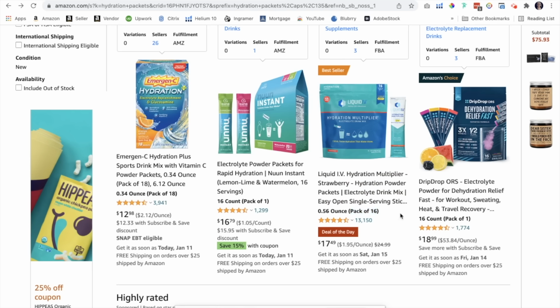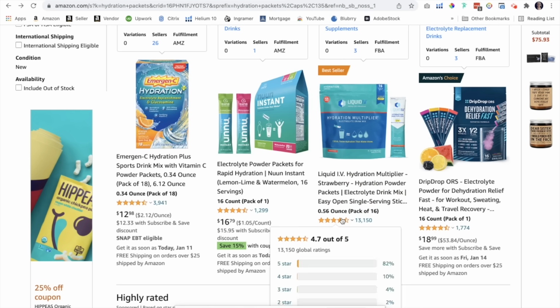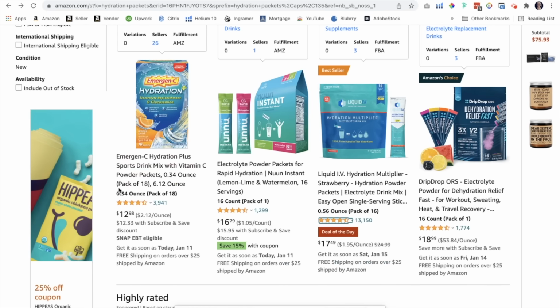You can also see that every competitor is measuring differently, which is bad. It's making it so it's really hard to make a price comparison. So it looks like these two did it the same way. So 0.34 ounce pack of 18, 0.56 ounce pack of 16. So this you actually get more because the packets are larger. So I can make a pretty quick comparison. Again, there's a little more expensive, so it's probably kind of the same value.